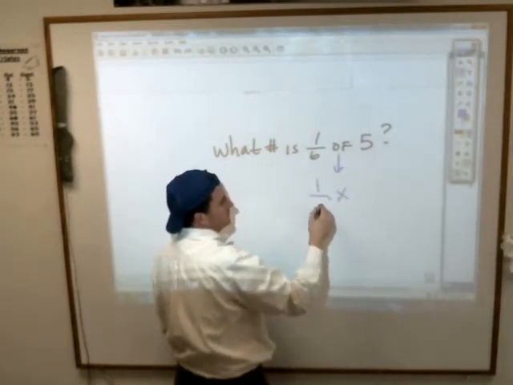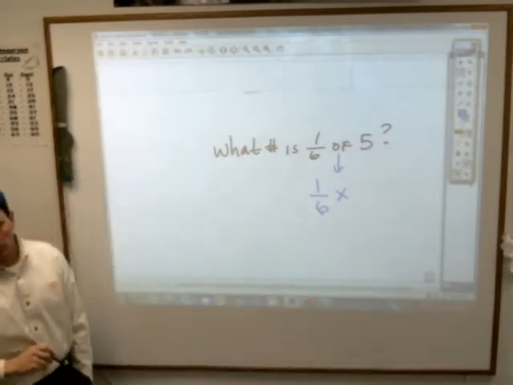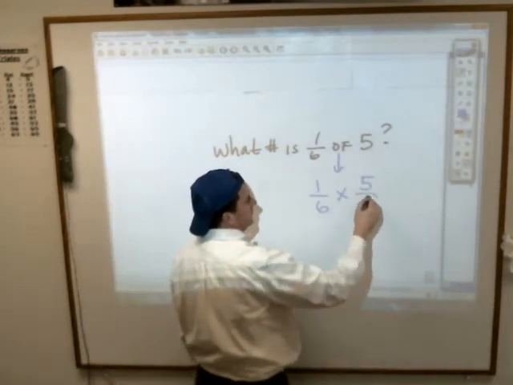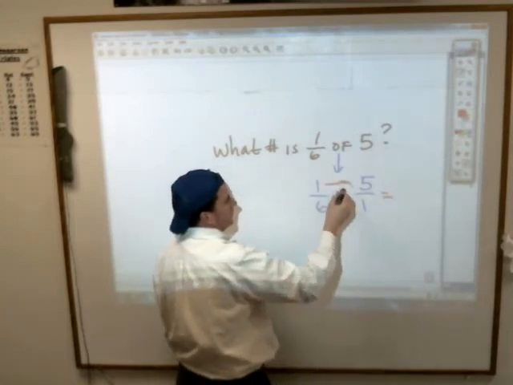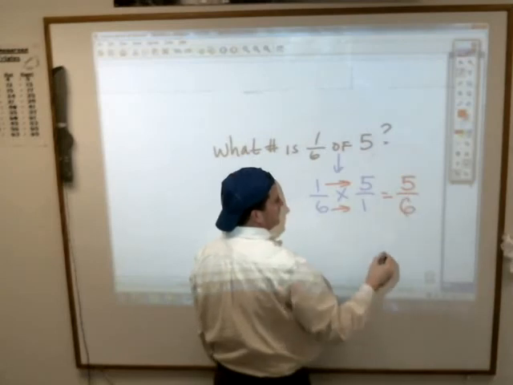This is 1/6. What do we do with the number 5? The whole number 5 becomes a fraction by doing what to it, Alex? You jump over. Yeah, put a 1 underneath it. And then, once you get them both to be fractions, you can multiply across: 5 over 6.